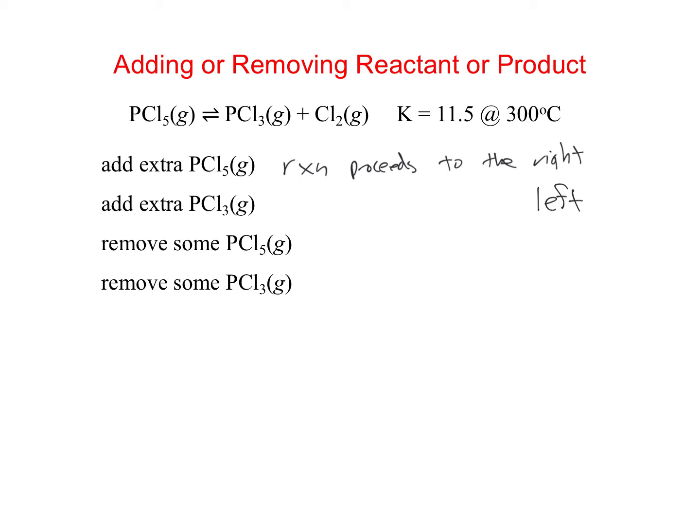Now, if we take away PCl5, we're assuming the reaction was at equilibrium, so it was happy, then we took away some of the PCl5. To reestablish equilibrium, the reaction is going to have to run to the left to replace that PCl5 that we took away. And same argument, if we take away some of the product, the reaction needs to replace that product, and so the reaction will run to the right.